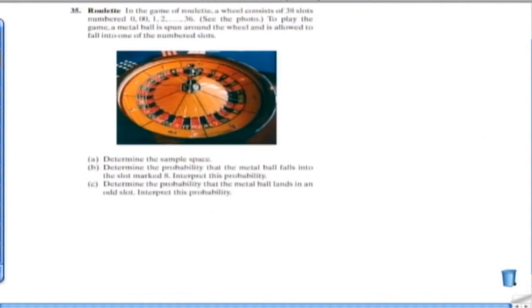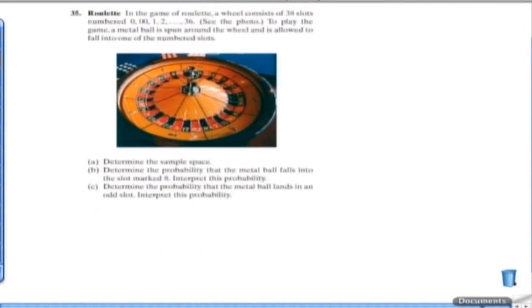Okay, so here's a problem from our book. In the game of roulette, you have a roulette wheel, which is shown in the picture. It's got 38 slots. And it's got a 0, a double 0, which are green, and then the slots 1, 2, etc. through 36, which are alternating red and black. So you spin a metal ball around in the wheel, it falls into one of the slots.